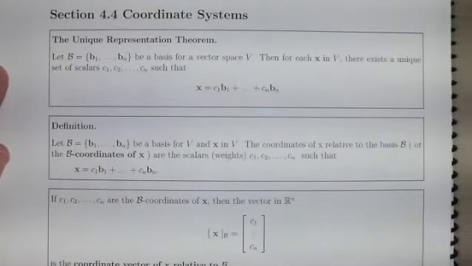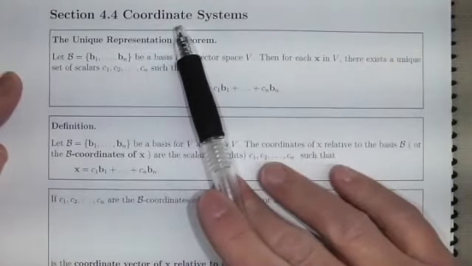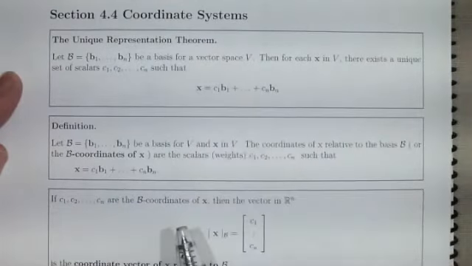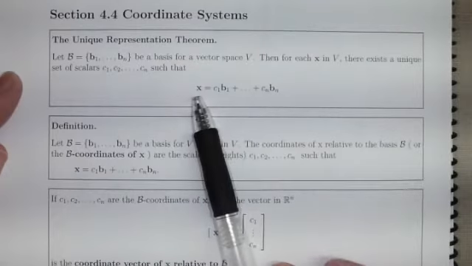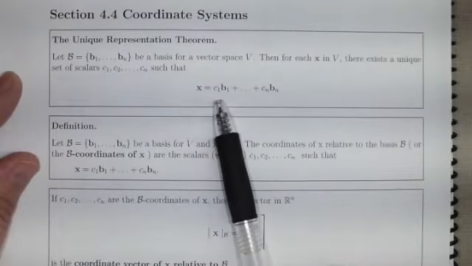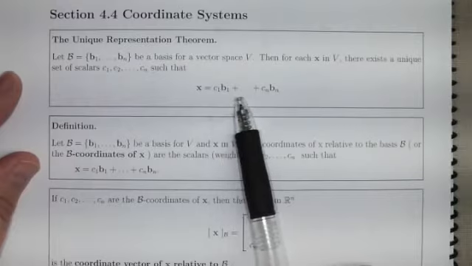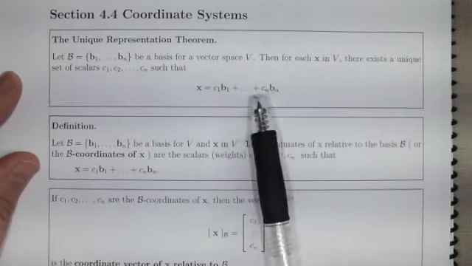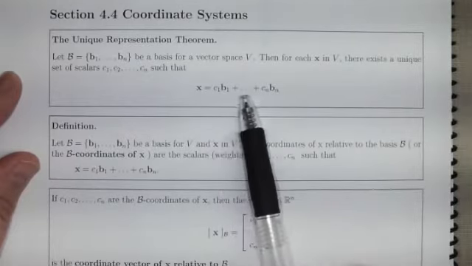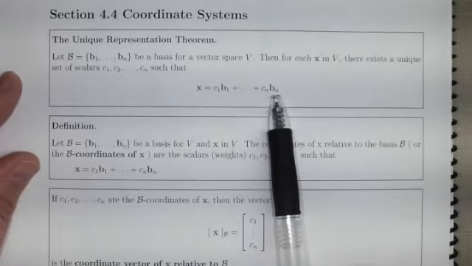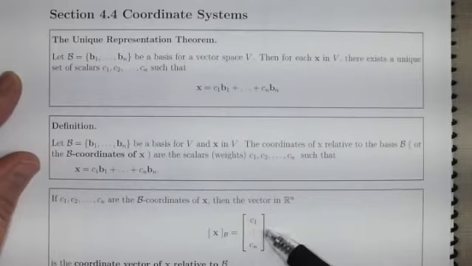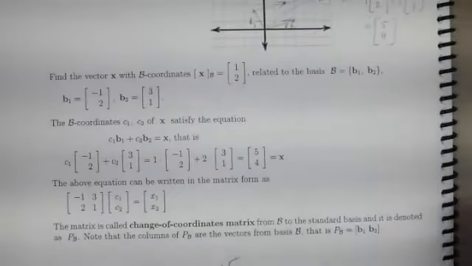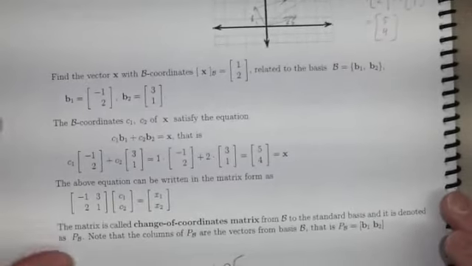We continue section 4.4, system coordinate systems. So we know that every vector from a vector space can be written as a linear combination of vectors from the basis, and those scalars are unique in regard to a basis. The scalars are called the B coordinates, and we can put them into the vector. So we're going to move on to page 105 that we just finished.